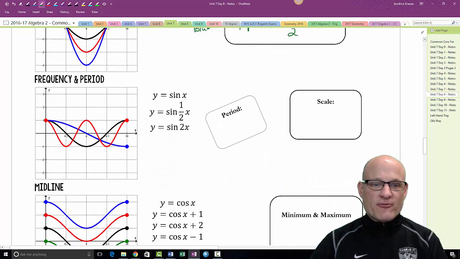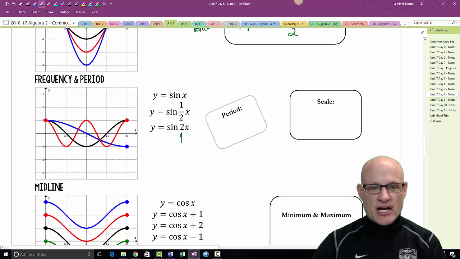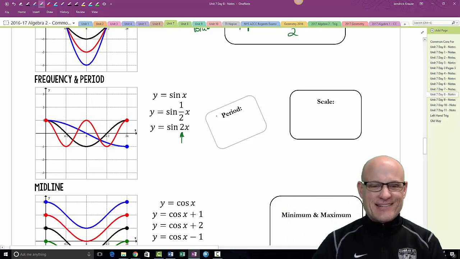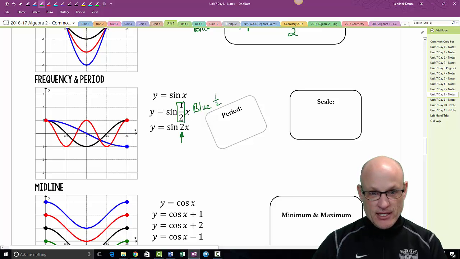What does the letter in front of the x mean? Well, remind yourself that is the frequency. That is the number of times the full cosine curve exists in 2 pi. In the regular one, which is the black one, it's once. In the blue one, it only goes half of a time, which is why there's a half here. And if you look at the red one, it goes twice. The full curve begins, here's 1, here's 2.